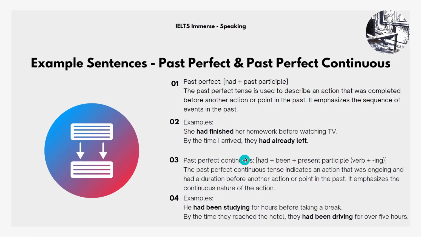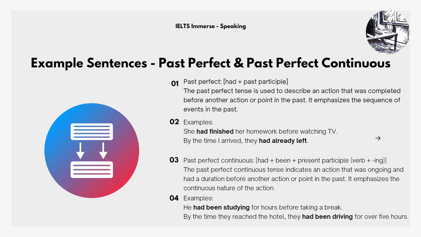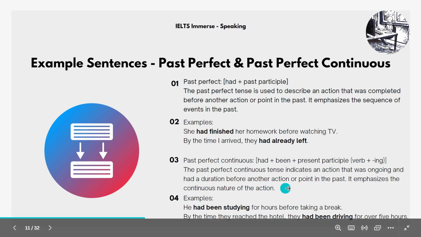Now, for the past perfect continuous, we would use had been and then the verb in the ing. For example, had been studying, or by the time they reached the hotel, they had been driving for over 5 hours. So when we use the past perfect continuous tense, it's an action that was ongoing and had a duration before another action or point in the past.